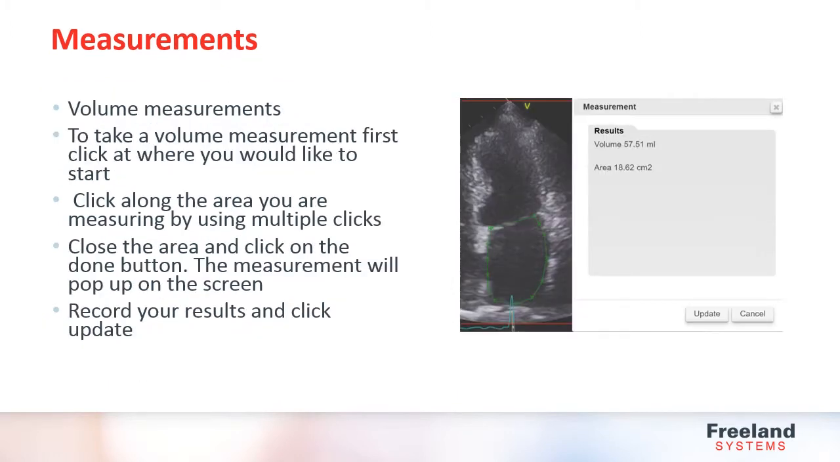For volume measurements, you will click on the image at the first point where you would like to start your measurement. You will then click around the area you are measuring with multiple clicks. Close the area and click the Done button. The measurement will populate on the screen. You will then record your results and click Update.